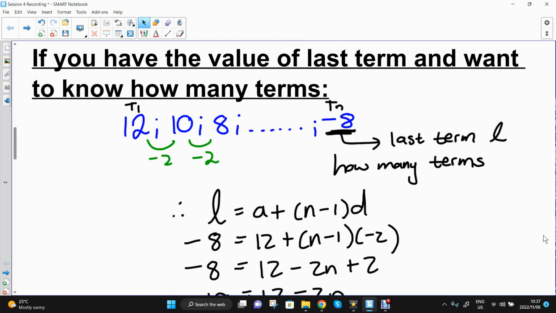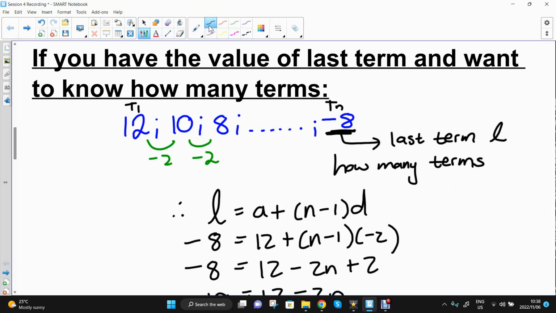The first term is given as 12. The second term is 10. So you can see that you are subtracting 2 every time. So this is an arithmetic sequence. I am subtracting with a constant value every time. And then they give us the last term. So the last term of this sequence is minus 8. And I want to know how many terms do we have here.